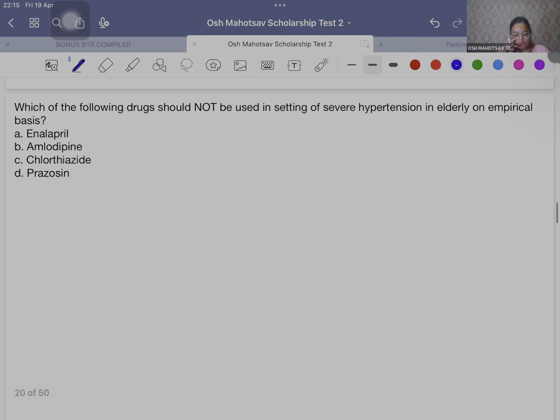Next is: which of the following drugs should not be used in the setting of severe hypertension in the elderly? Empirical treatment. Okay, so in empirical treatment, we are not using prazosin. Okay, we can use enalapril, we can use amlodipine, we can use chlorothiazide.